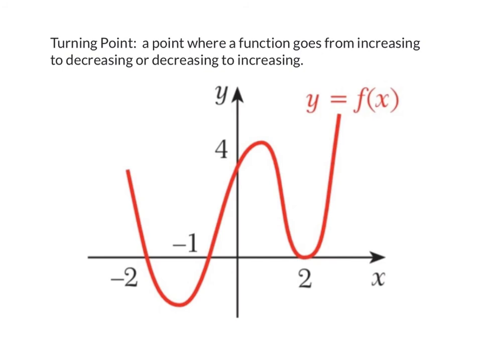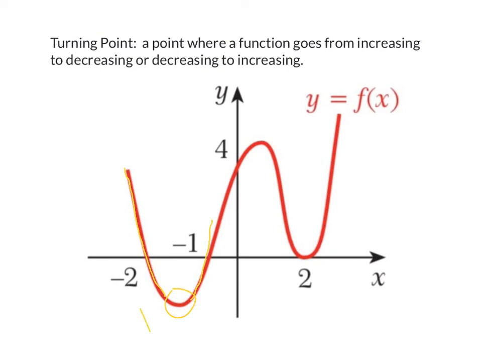We can also determine the minimum degree of a function by looking at its graph. In order to do this, we use what's known as turning points. A turning point is a point where a function goes from increasing to decreasing, or decreasing to increasing. If I look at this graph, I have a turning point right here because my function is going downwards, it's decreasing, and it turns going upwards, making it increasing.